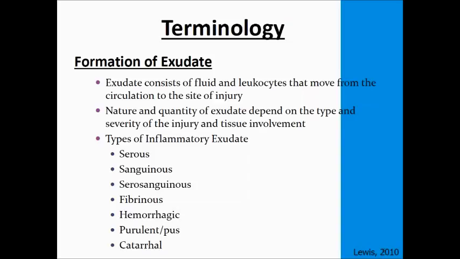Hemorrhagic results from the rupture or necrosis of blood vessel walls. Examples are hematoma or bleeding after surgery or trauma. And you may have to apply pressure or call the surgeon if you can't control it.